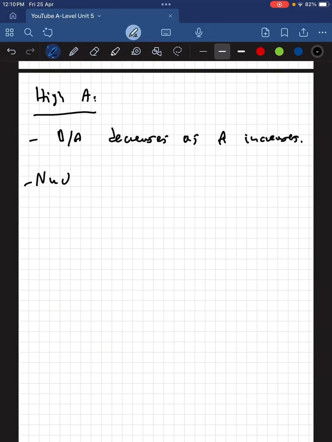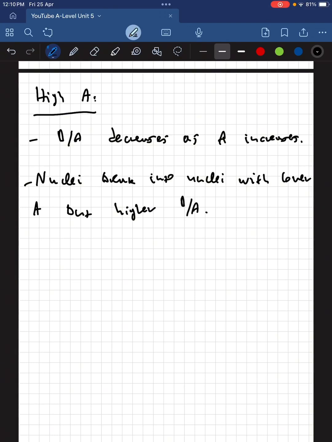So nuclei break into nuclei with lower mass number but higher binding energy per nucleon. So this process is called fission. And yes, fission is responsible for the atomic bombs thrown in Hiroshima and Nagasaki, okay?